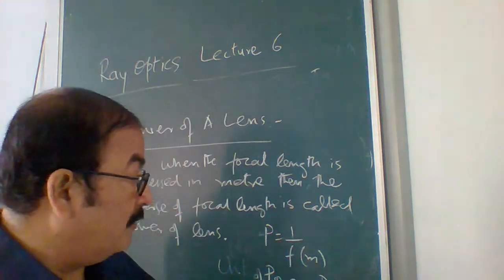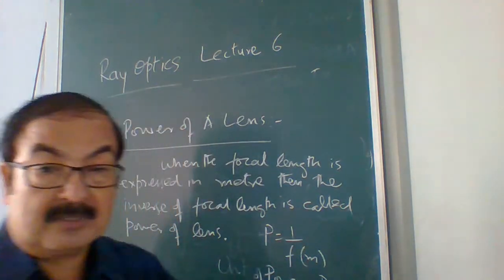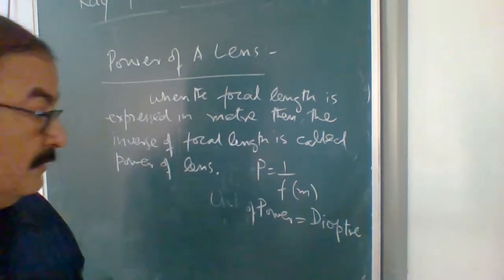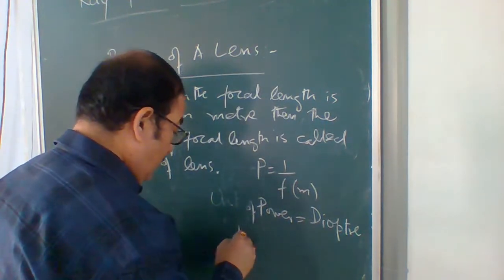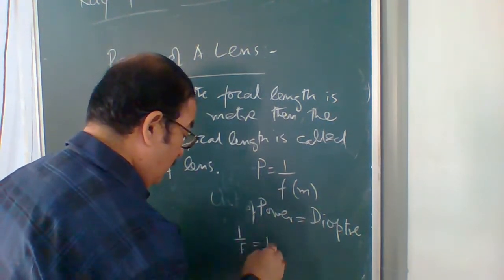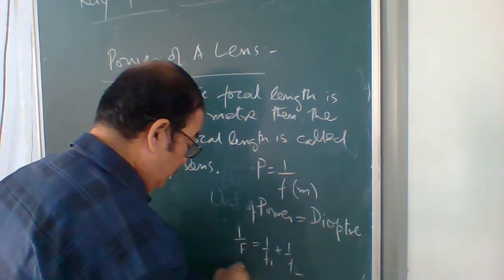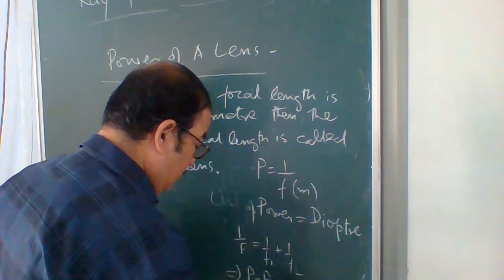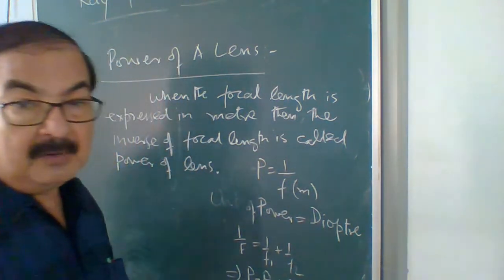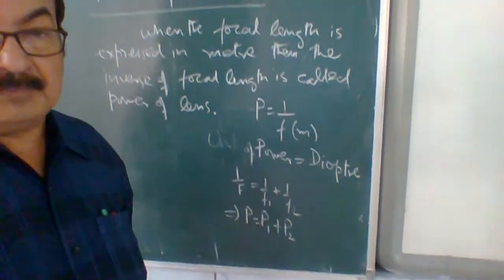In the case of a combination of lenses, we have the power like this: 1 upon f equals 1 upon f1 plus 1 upon f2. In the same way, power equals P1 plus P2.